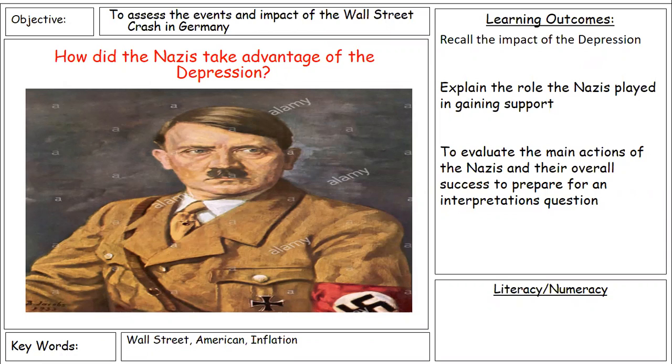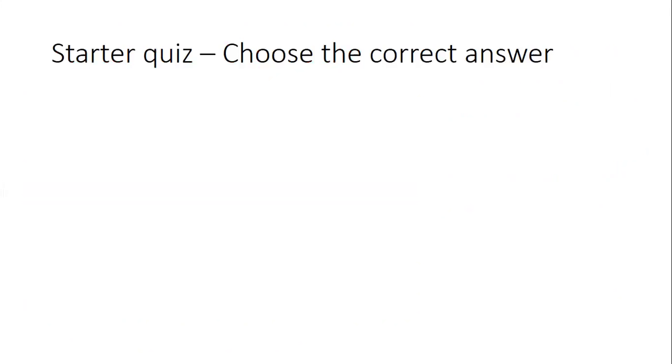By the end of this lesson, we're going to be able to recall the impact of the Depression, explain the role the Nazis played in gaining support, and evaluate the main actions of the Nazis and their overall success to prepare for future interpretation questions. So I'm just going to put some questions on the board to start off with. Your job is just to write the sentence and choose the correct answer.